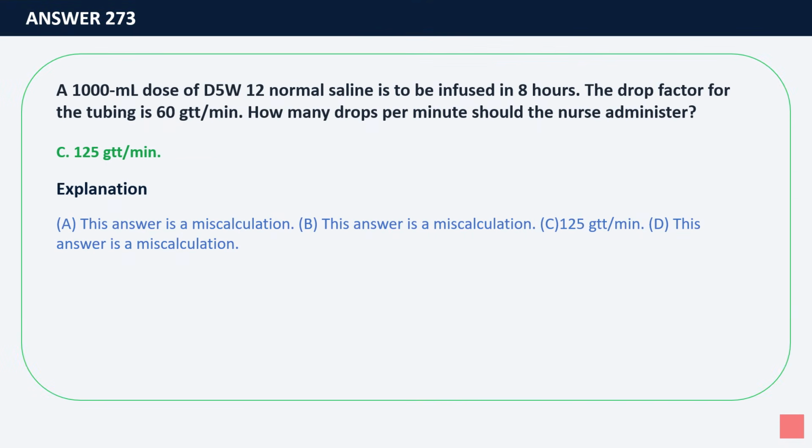Answer: C. 125 GTT/min. Explanation: A. This answer is a miscalculation. B. This answer is a miscalculation. C. 125 GTT/min. D. This answer is a miscalculation.